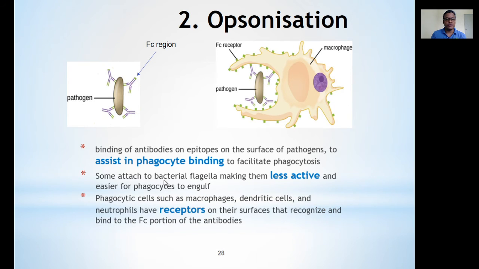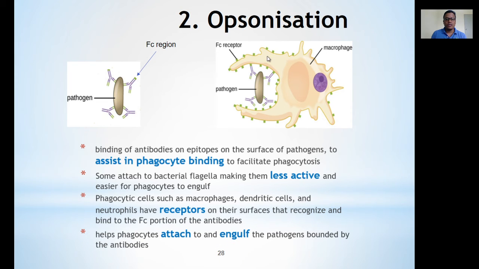As we can observe here, phagocytic cells such as macrophages, dendritic cells, and neutrophils have Fc receptors on their surfaces that will recognize the Fc region on the antibody. The macrophages will attach their Fc receptors to the Fc region of the antibodies. This helps the phagocytes to attach and engulf the pathogens bound by the antibodies.